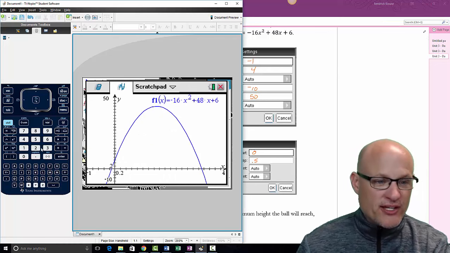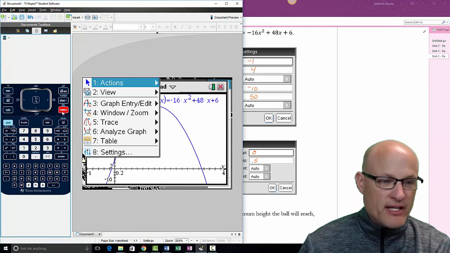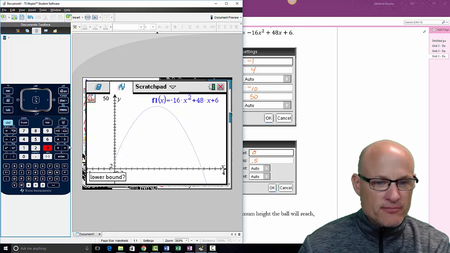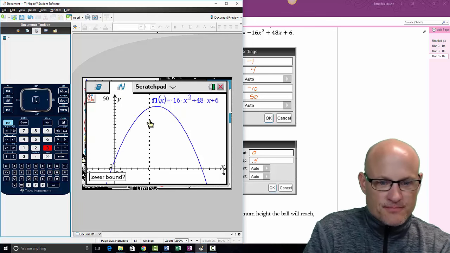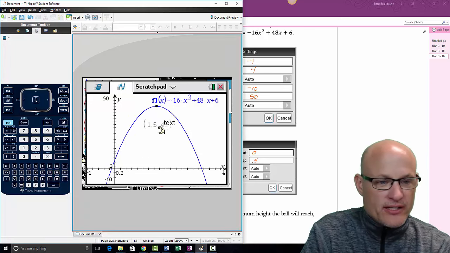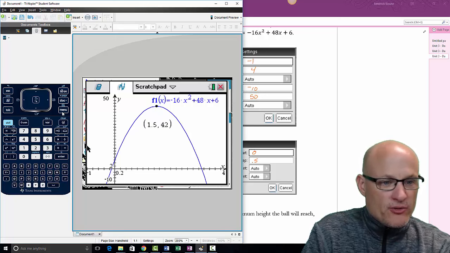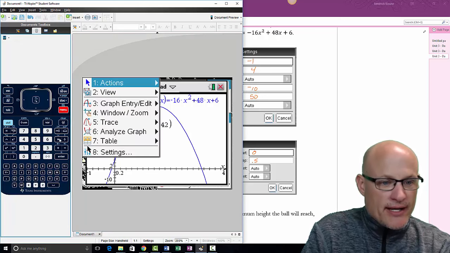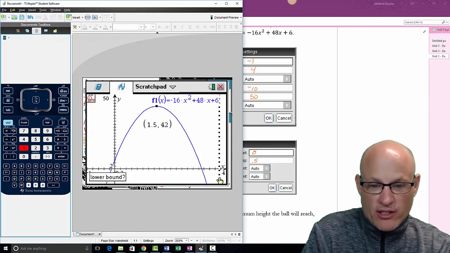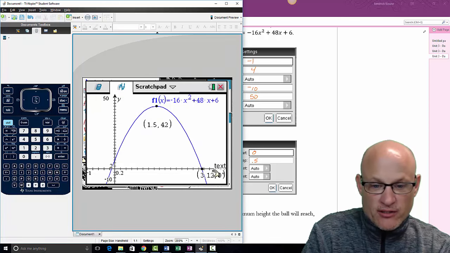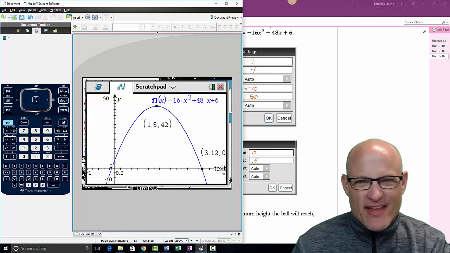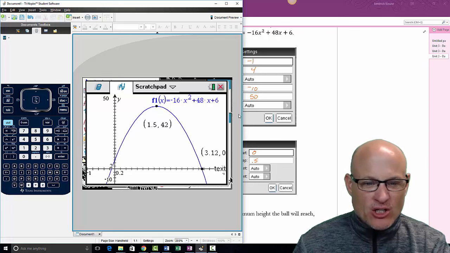By the way, all these things can be found really, really fast. Menu, analyze the graph. We'll go maximum. Click, click. There it is at 1.5. It's 42 feet in the air. We'll go menu, analyze the graph, zero, and we'll click here, and we'll click here. It's a little bit past 3 seconds. So we've got all that information that we already need for our graph.